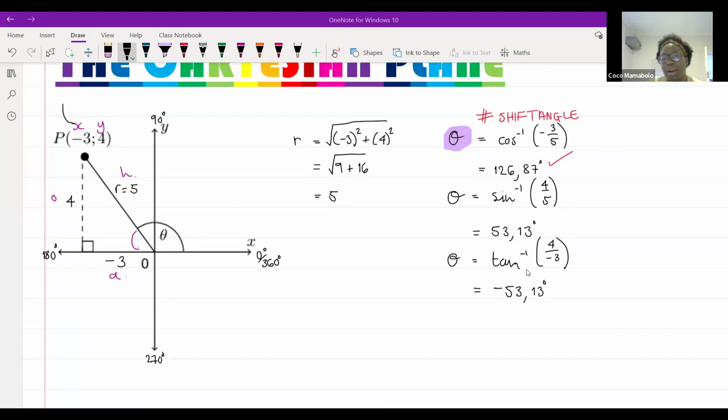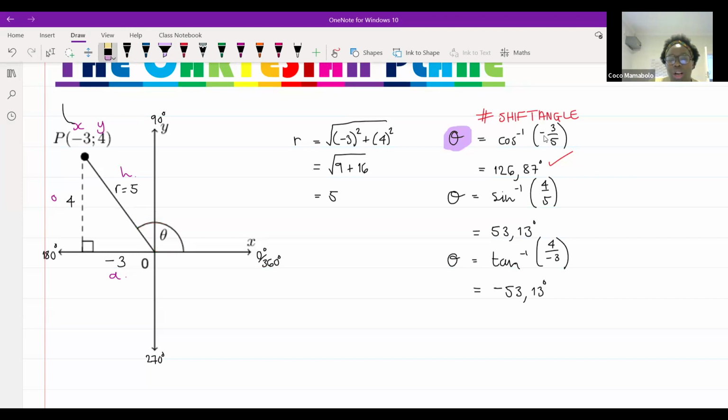Now, let's think about this a little bit. When we draw our triangle over here, we actually know that the angle we're looking for is this one. This is theta, that angle. Now, this is not an acute angle. It's an obtuse angle, right? Which means it needs to be greater than 90 degrees, right?